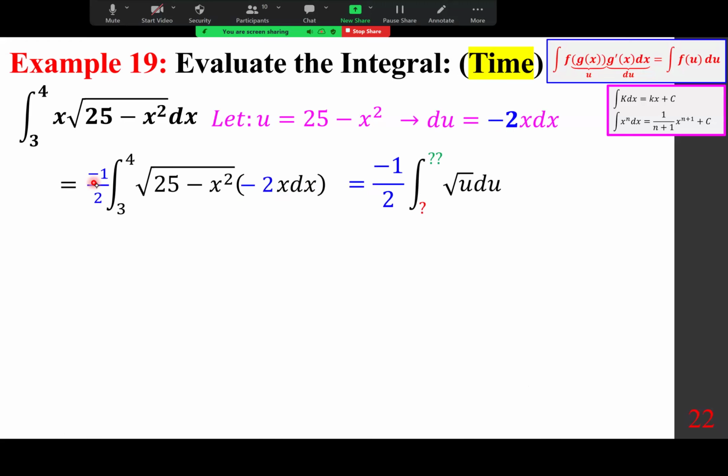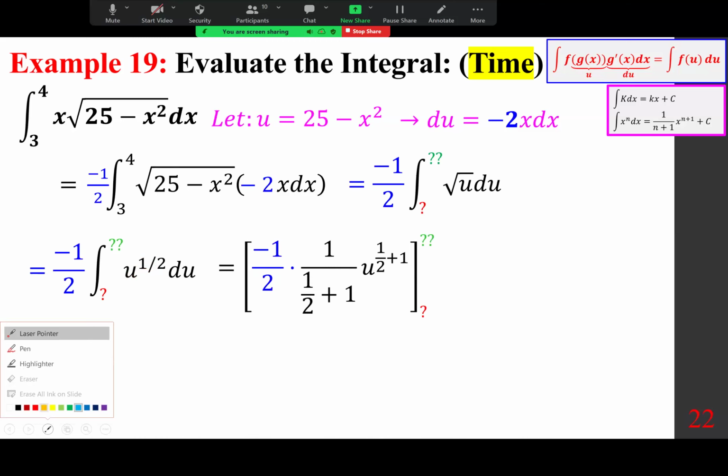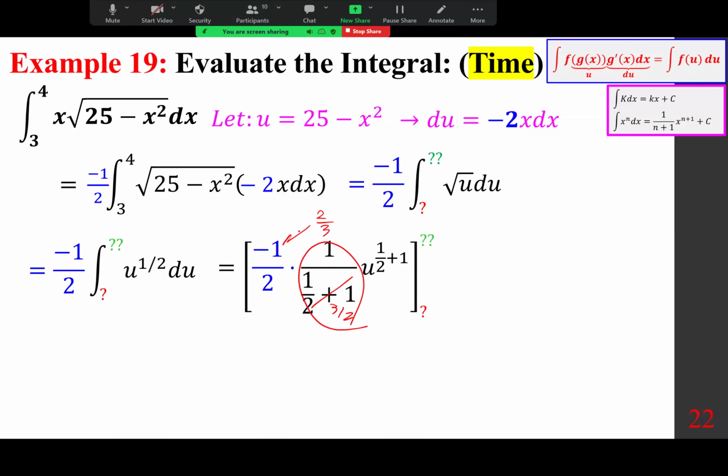And now you write it in this format. I'm not going to write the new limits yet. Remember, the old limits pertain to the original variable x. We've done this many times. It's u to the power of 1/2. We just did that on the previous page with respect to x. So this remains. This gives you 1 over 1/2 plus 1, u to the power of 1/2 plus 1. Resulting in 3 halves here, resulting in 2/3 as a reciprocal. The product of these two numbers is negative 1/3.